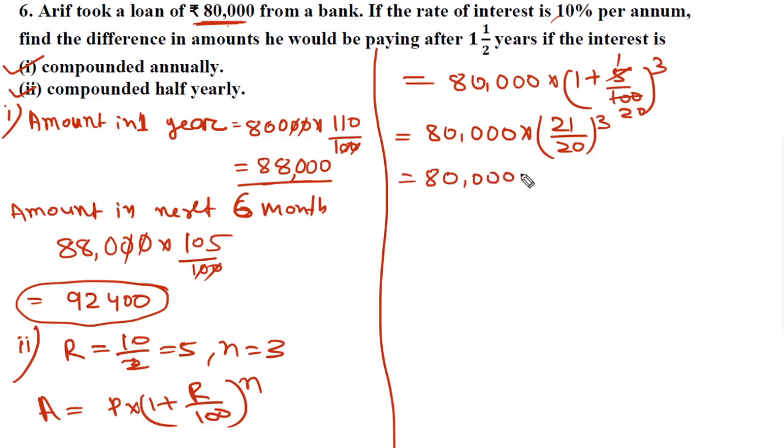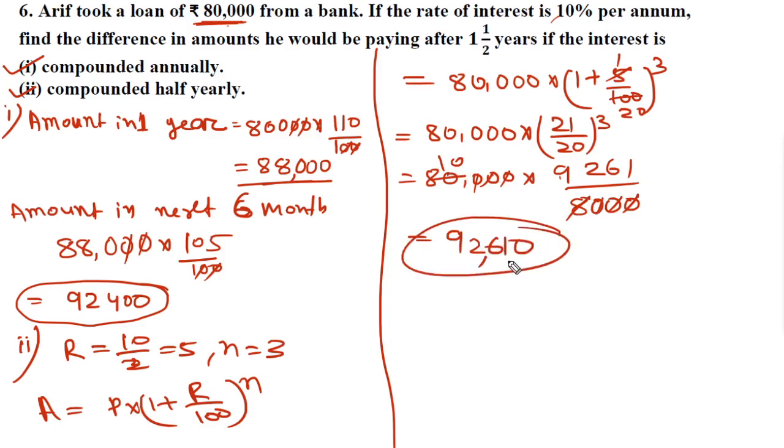So again, 80,000 into 21 cube is equal to 9,261 divided by 8,000. Here 2 8, then 1 2 3 zeros. Now you can cancel 1 2 3 0, 1 2 3 0, then here it will be 10. So you have to multiply it now. 92,610. So 92,610 is the amount when compounded half yearly.